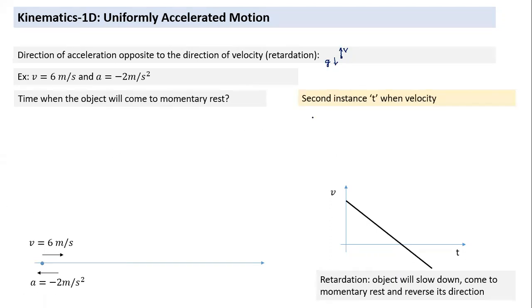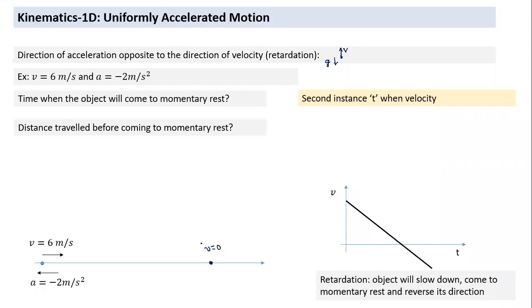For the second instance, what is the velocity? Second instance velocity is equal to 0. That's the second instance, and the first instance is this. As I said, every time we have to look at the second instance. This is the time, and this is the second instant. What is the value of v here? Velocity at this point is 0. So these are the two instances to which I need to apply the equation.